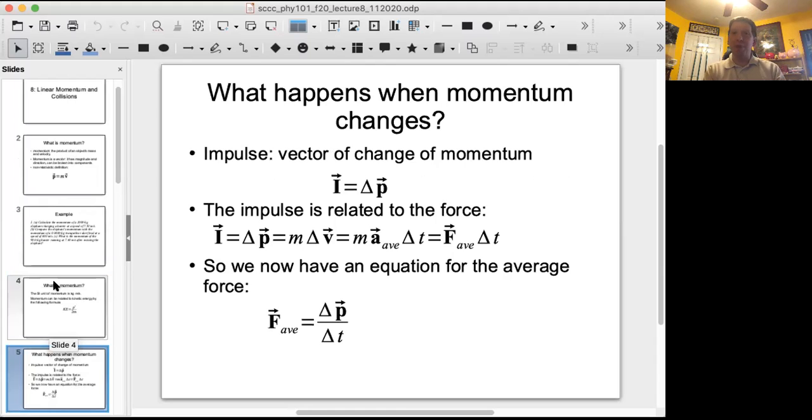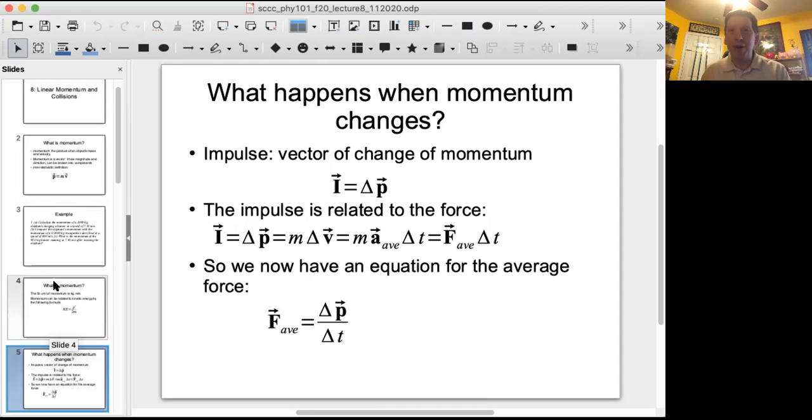So what happens when momentum changes? We're going to define a new vector, the vector of the change of the object's momentum. This is called the impulse vector, an I with an arrow, so the vector I is equal to delta vector P. It's also going to be in kilogram meters per second, but it's the change in momentum.